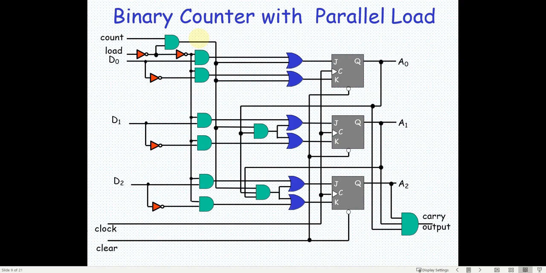Is this aspect okay? Is it clear how we are going to load? It's pretty simple. You have D inputs, right? You enable the load signal, and there is an inverter here, so it will become D and D bar here. So the D input will get loaded into the flip-flops. Everywhere J is D and K is D bar, and that is through a gate which is controlled by the load signal, right? So that is how we are able to do it.